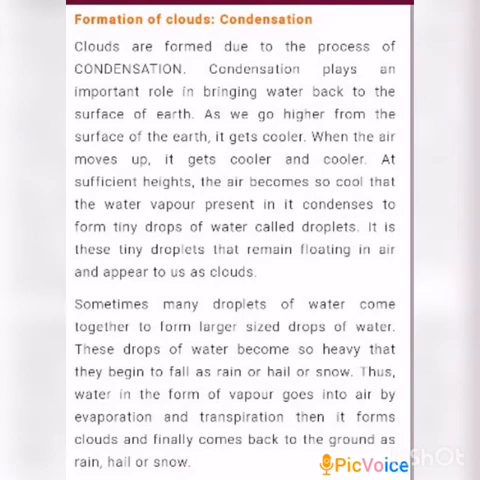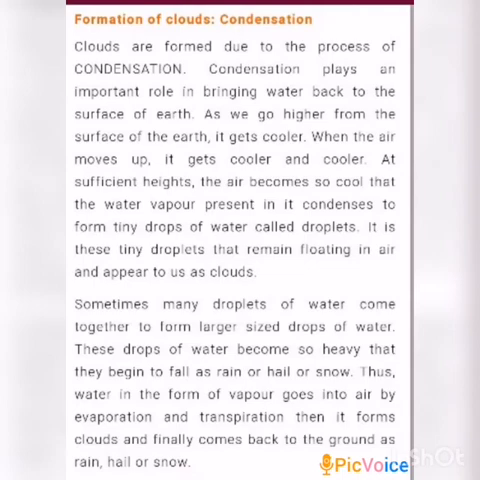Sometimes many drops of water come together to form larger sized drops of water. These drops of water become so heavy that they begin to fall as rain or hail or snow. That process is called precipitation, children.